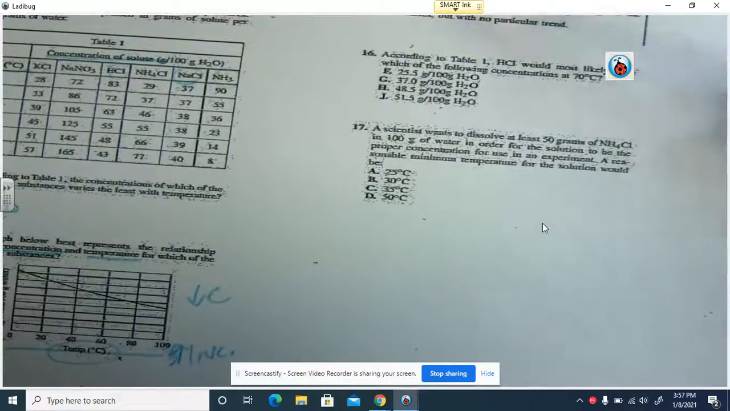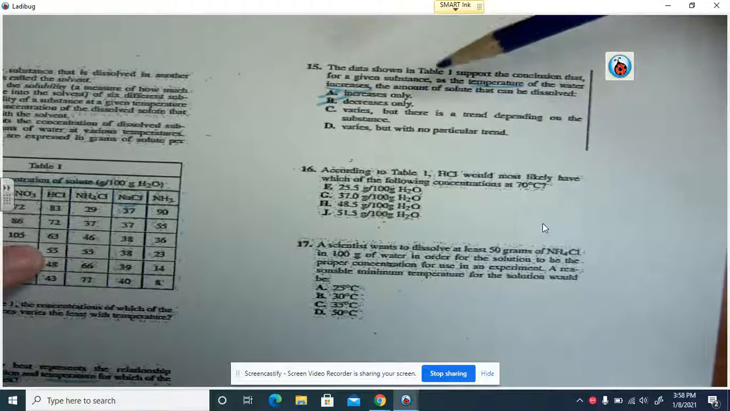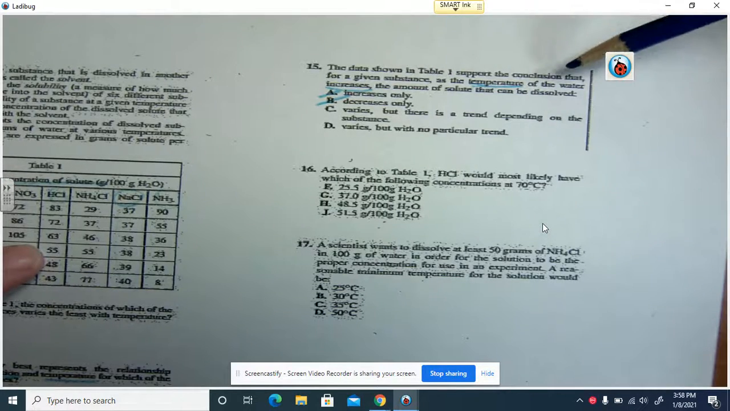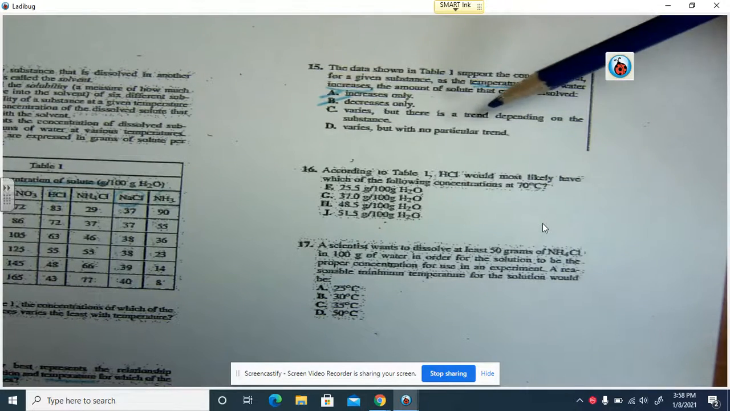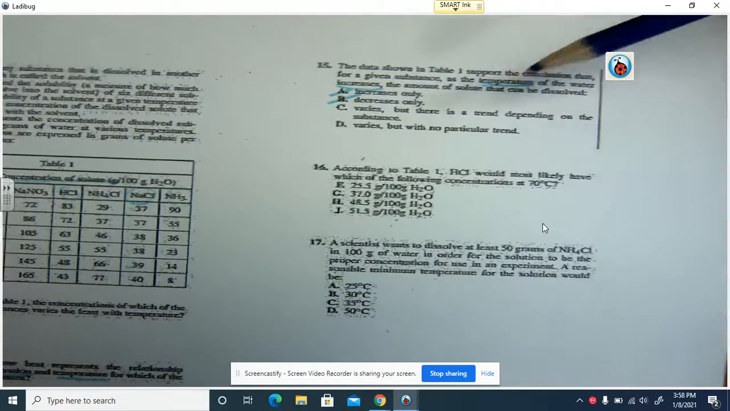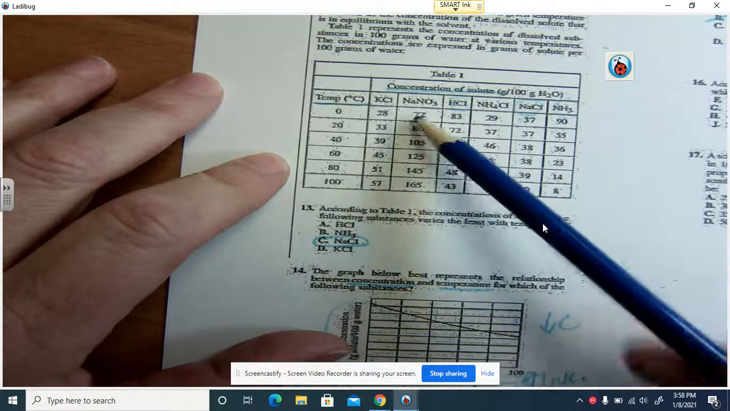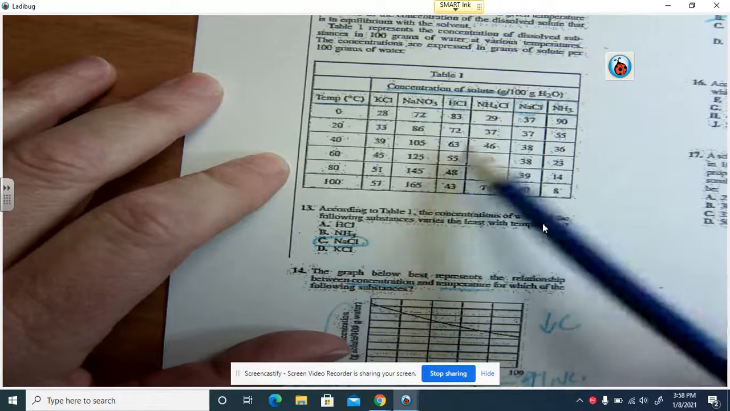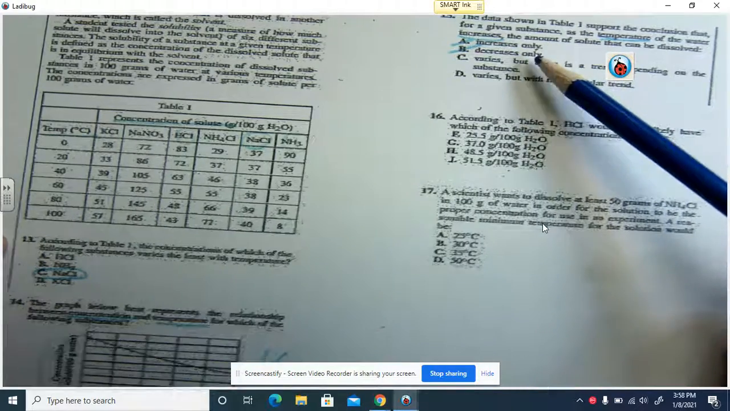Next, number 15. We got to this one before the video cut out. The data in Table 1 support the conclusion that for a substance, as the temperature goes up, what's happening to the amount of solute that can be dissolved? Or in other words, what's happening to the concentration? If temperature goes up, we already know that the concentrations can increase as well, or they can go down, right? We've already established that from a prior question. So they don't just increase, they don't just decrease, but they vary.